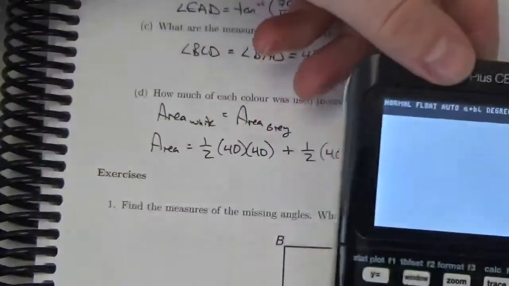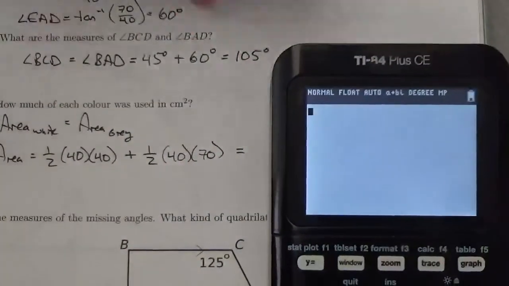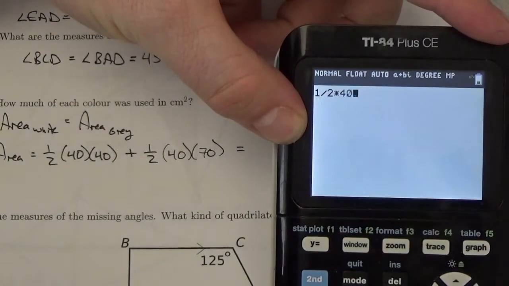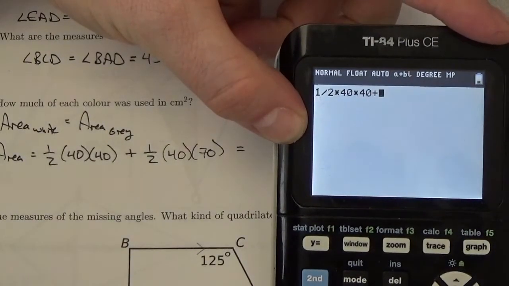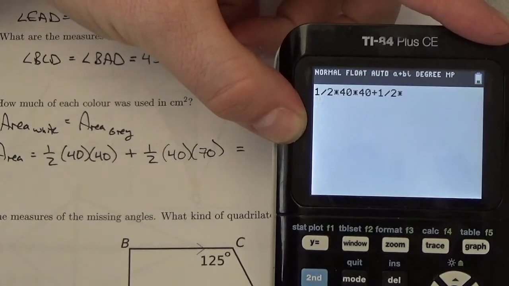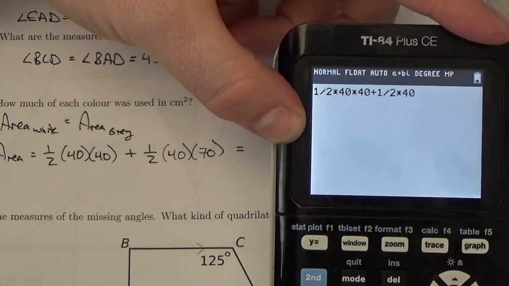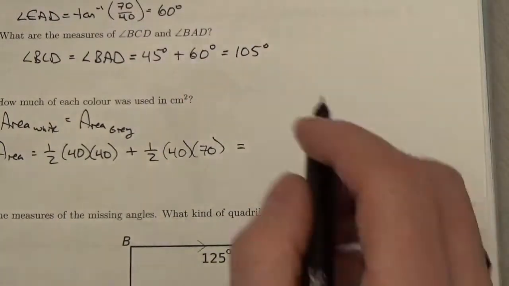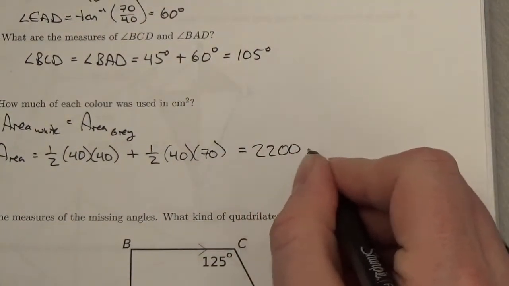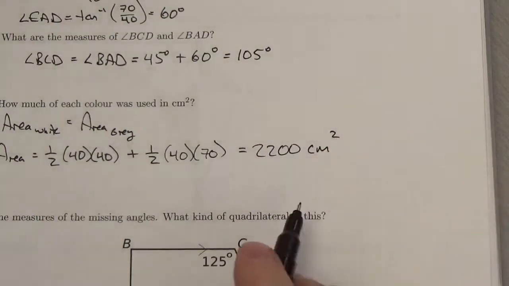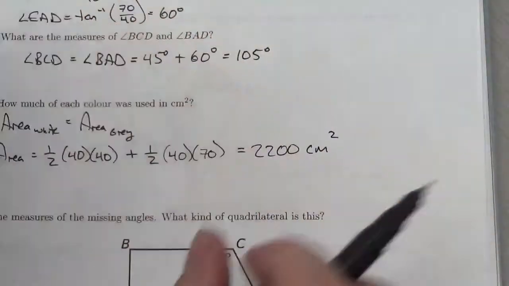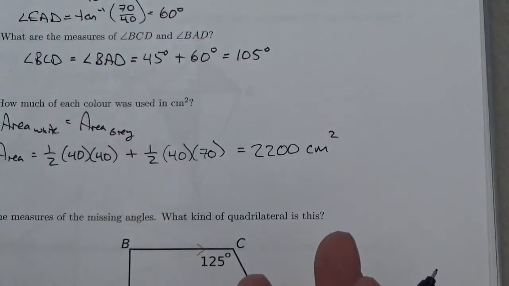So I go to my calculator. Make sure you can see that. It's going to be 1/2 multiplied by 40 multiplied by 40 plus 1/2 multiplied by 70, or 40 in this case, what I did, multiplied by 70. Here I get 2,200 centimeters squared of fabric. And that's going to be the amount of fabric that we've got for both the white and the gray. Because there's symmetry in the problem, the shapes are the same.